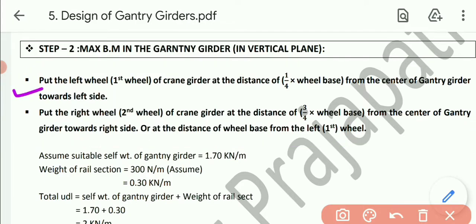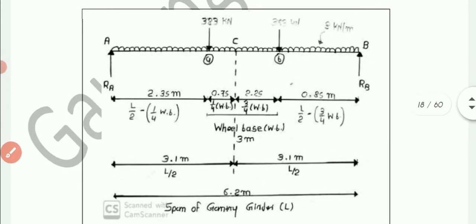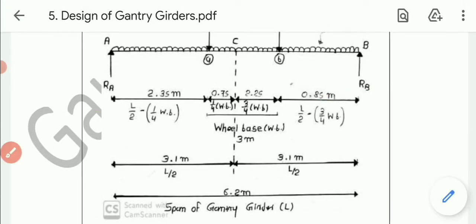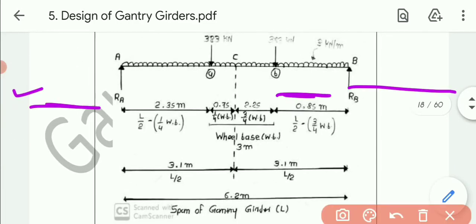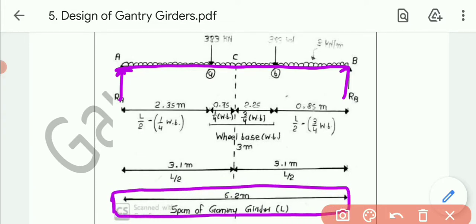See, put the left wheel, we can say the first wheel of the crane girder, at the distance of 1/4 of wheelbase from the center of gantry girder towards the left hand side. Okay, first of all let me show you in the sketch. How we need to arrange this one, what we need to take. First of all we need to draw a gantry girder span that is like this one. Okay, this is the gantry girder span. Now you can see over here the span of gantry girder is 6.2.